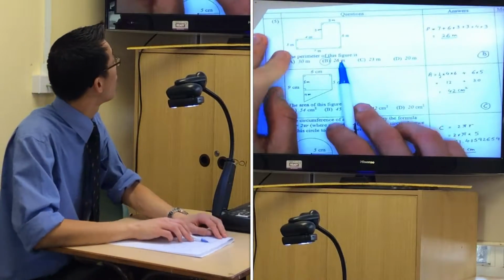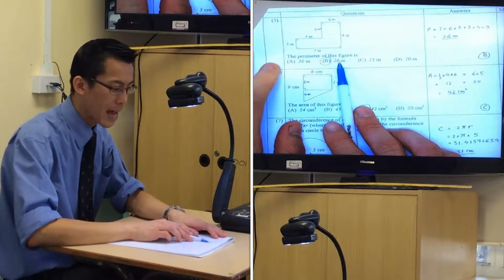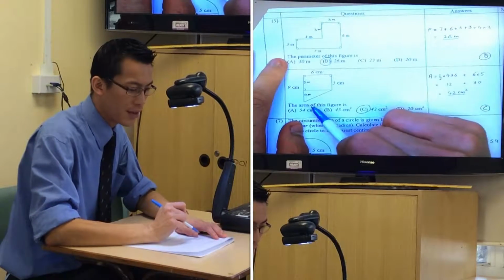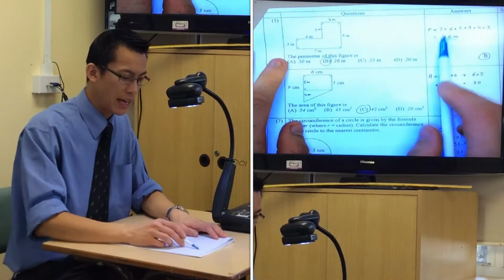The perimeter of this figure. So perimeter, you have to add everything up. They do give you all of the sides, every single one. So you can add all of them up and you'll get 26.